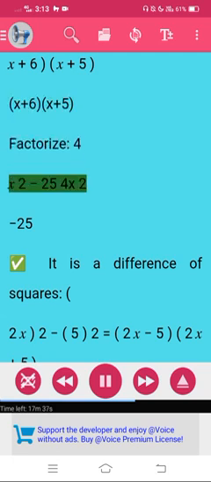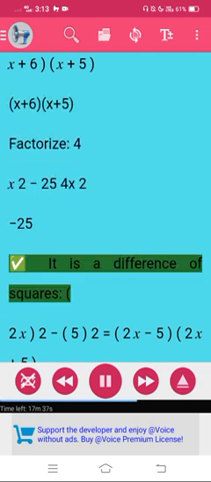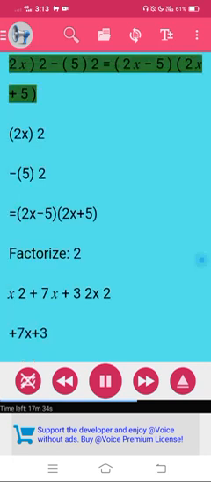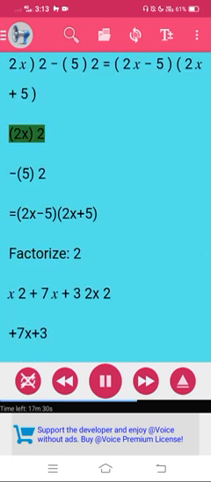Factorize 4x² − 25. It is a difference of squares. (2x)² − 5² = (2x − 5)(2x + 5).